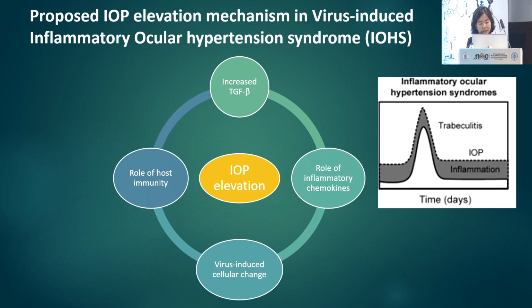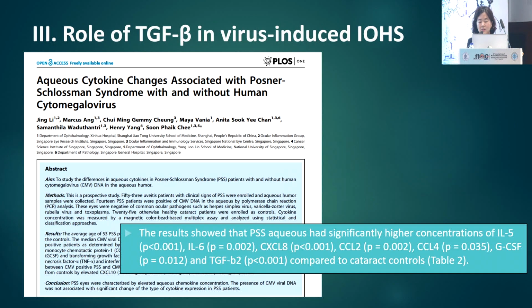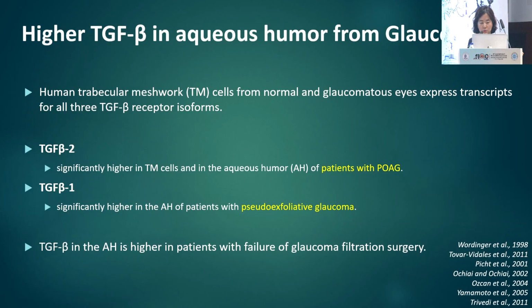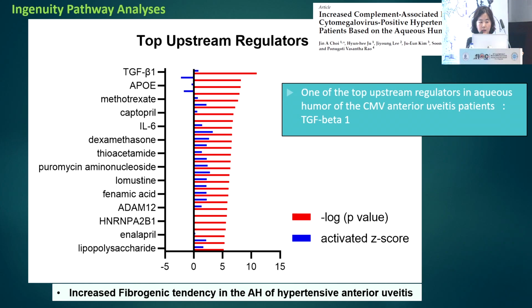And we could study two more factors. First is the role of TGF-beta in these cases. The Singapore group reported that Posner-Schlossman syndrome had a significantly elevated TGF-beta 2 level compared to cataract controls. Actually, TGF-beta is very important in the pathogenesis of glaucoma. TGF-beta 2 is known to be elevated in primary open-angle glaucoma and TGF-beta 1 in pseudoexfoliation glaucoma. And it is also elevated in patients with failure of glaucoma filtration surgery.